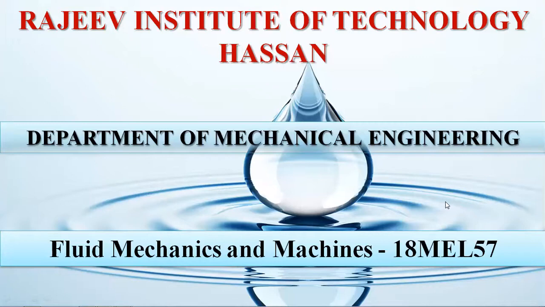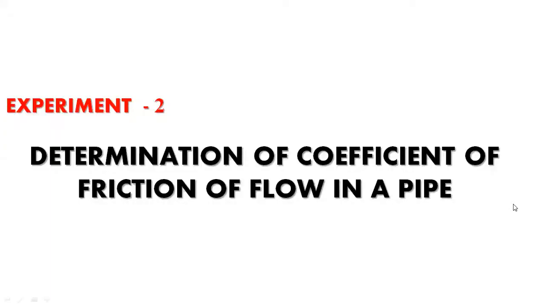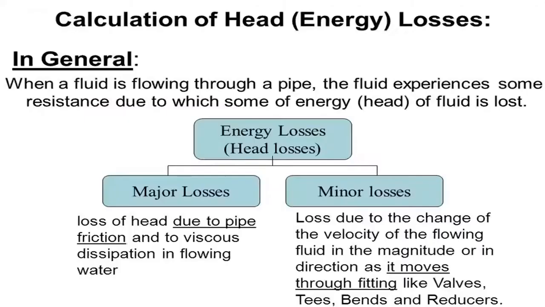Hello everyone. Now we are going to do one more experiment in the fluid mechanics and machinery lab. In the first experiment, we did the flow measuring devices. The second experiment is the determination of the coefficient of friction of a flow in a pipe. That is nothing but the experiment on major losses and minor losses. First we will do the experiment on major losses, later on the minor losses. This experiment is based on the major losses.